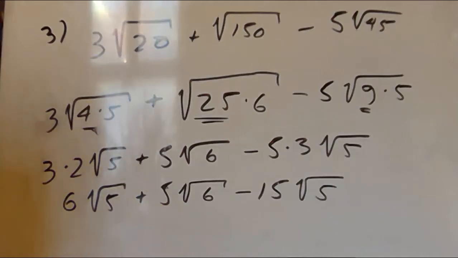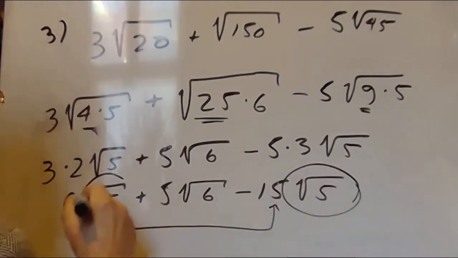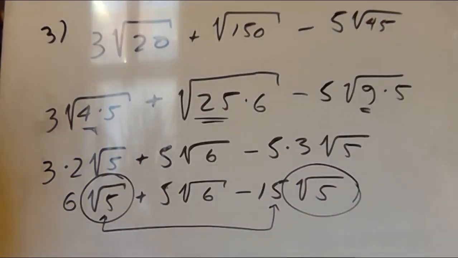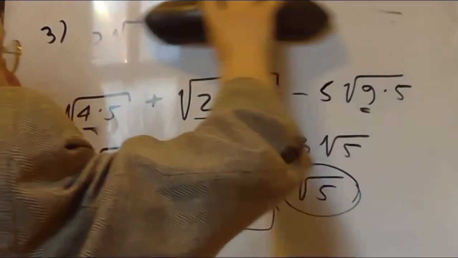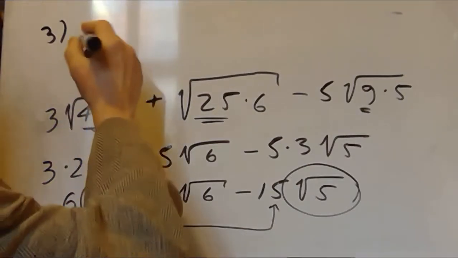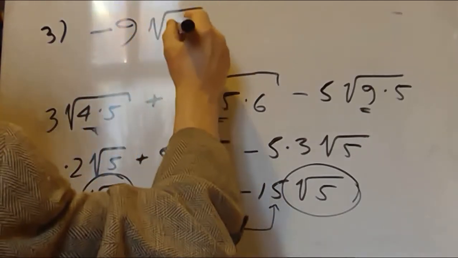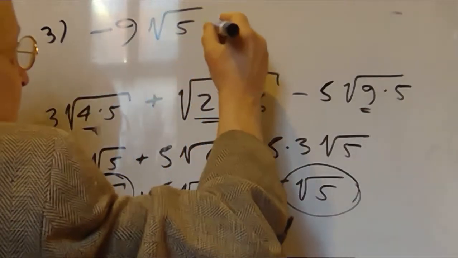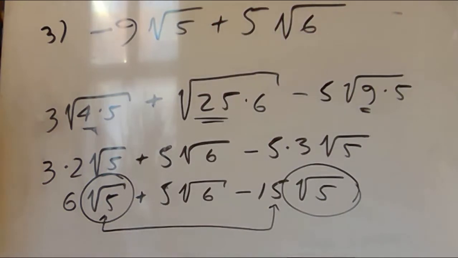So now the two that I can combine, well, I can combine these two because they have the same square root, and that means that I get as my final answer -9 square root of 5 plus 5 square root of 6, and that would be my final answer.